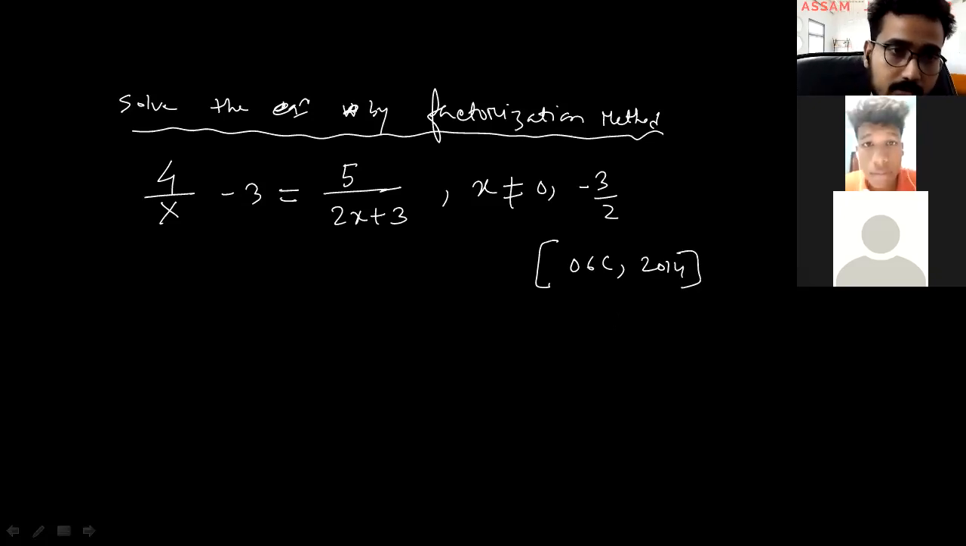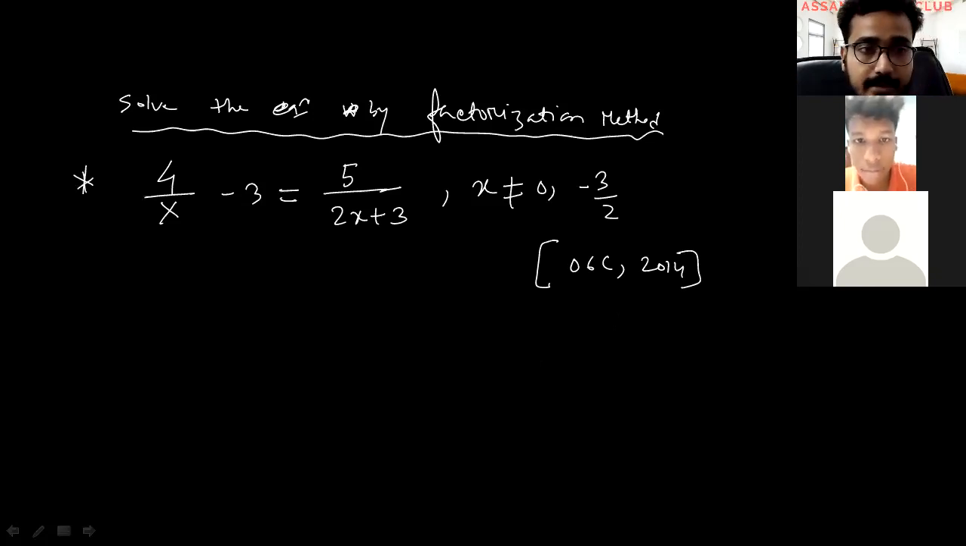So this is a very important question. Now see, you have to find the value of x, but the given condition is x cannot be 0. If x is 0, then if you put the value of x here, it will be undefined, yes or no? Because 4 divided by 0 will be undefined.